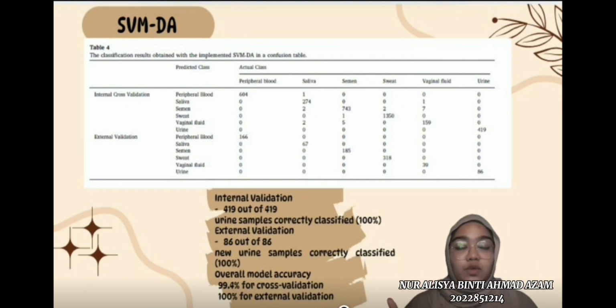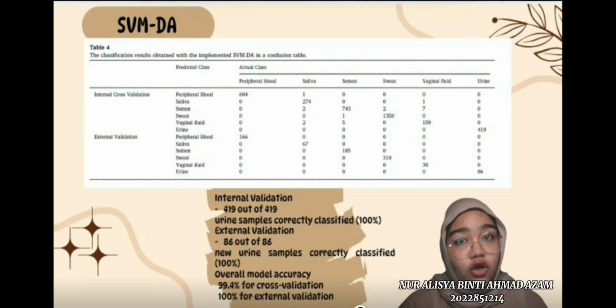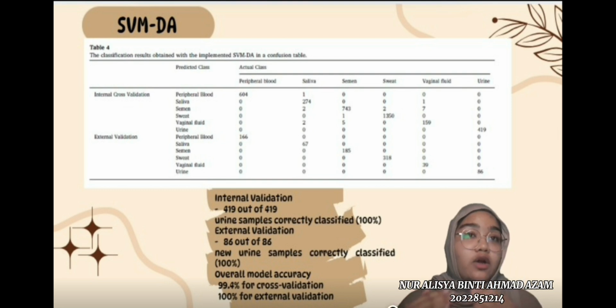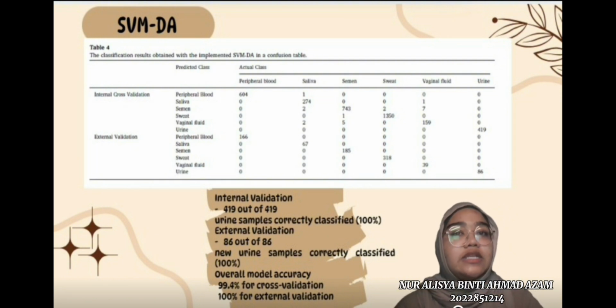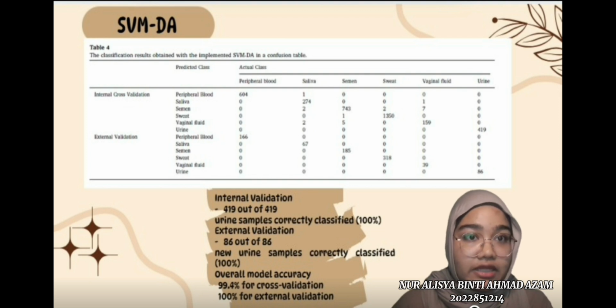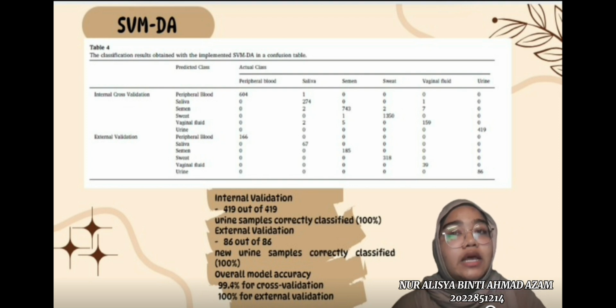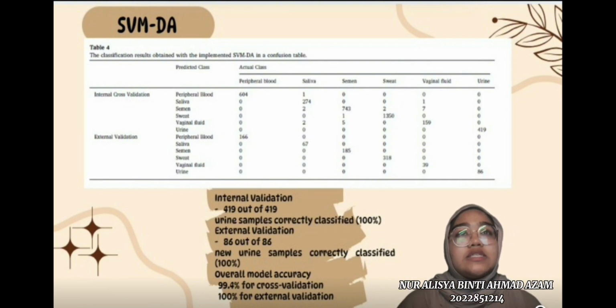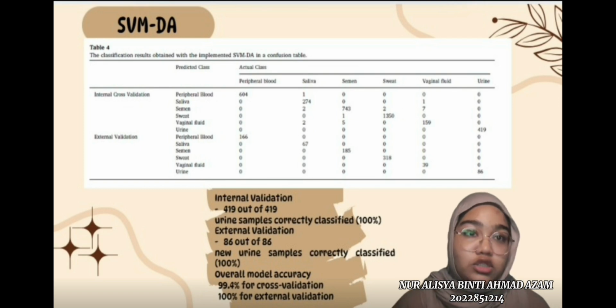The overall result was 99.4% accuracy during cross-validation when testing on different parts of the training data, and 100% accuracy on the real new data. This shows that our model is very reliable, consistent, and excellent at detecting urine. It also makes it easy for us to practice it in real life, such as in the lab or at a crime scene, making our work faster, easier and more trustworthy.